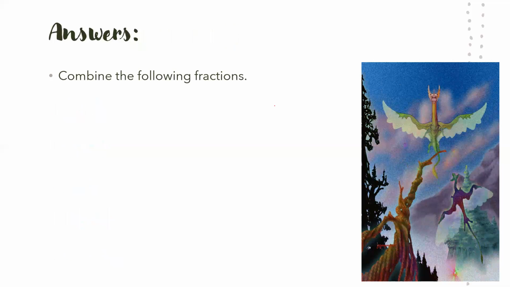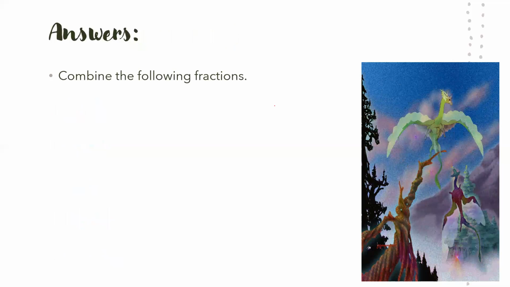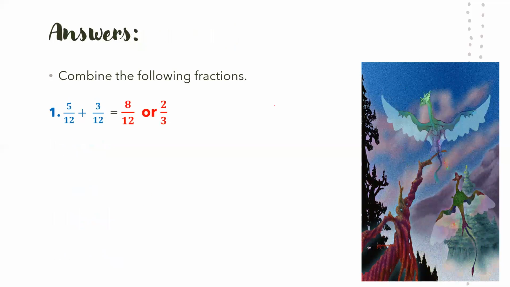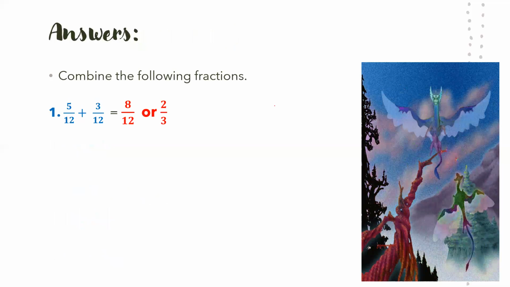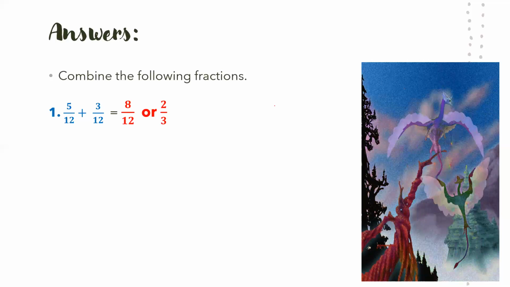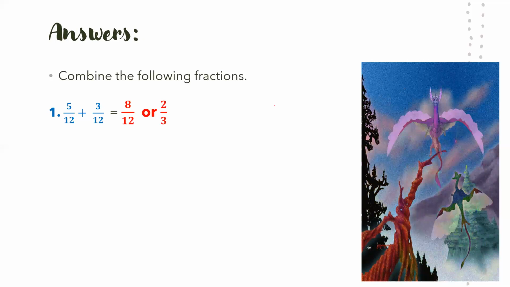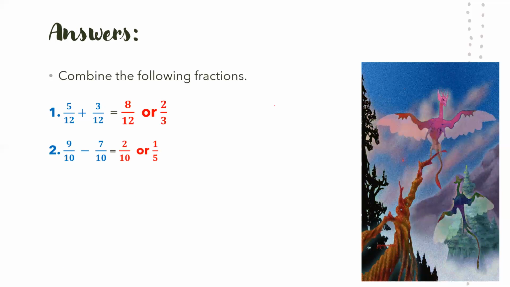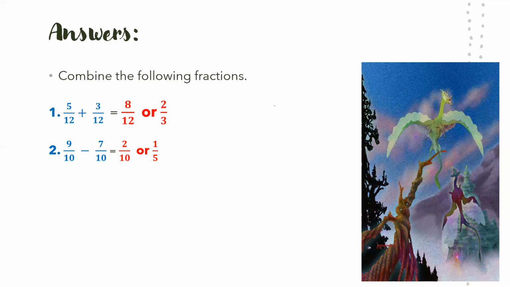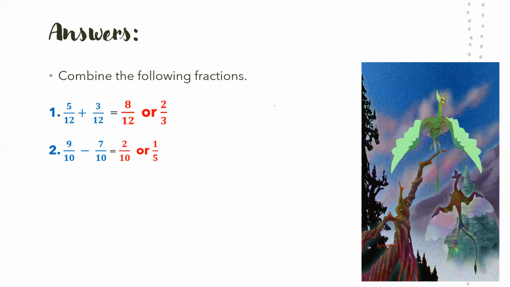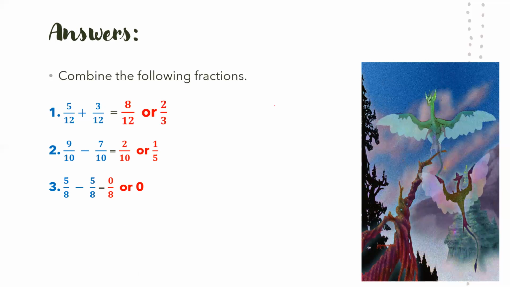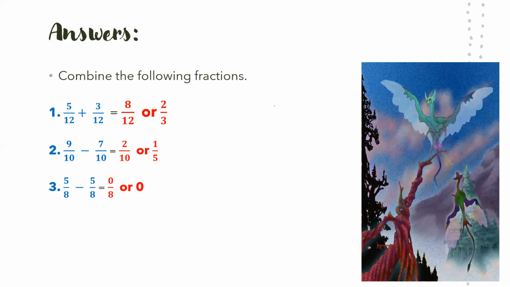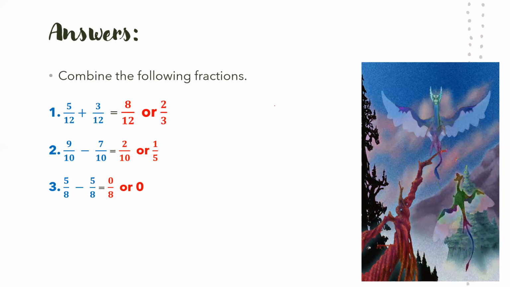So check your answers. Here is the solution. For number 1, 5 over 12 plus 3 over 12 is equal to 8 over 12 or 2 over 3. Number 2, 9 over 10 minus 7 over 10 is equal to 2 over 10 or 1/5. Number 3, 5 over 8 minus 5 over 8 is equal to 0 over 8 or 0.